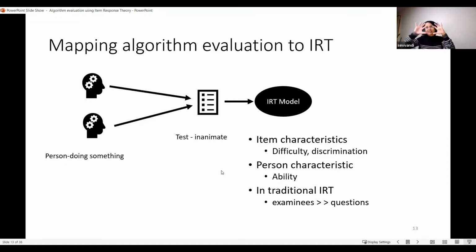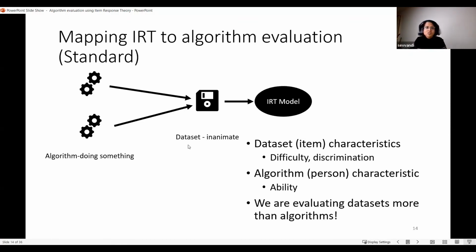That's the thing. But when we are talking about algorithms and data sets, who are the persons, or how are we going to map persons? What are the test objects? So the standard setting that was done by Martínez-Plumed, they mapped algorithms to persons because the algorithm is doing something, and the data set is inanimate, the data set is just there. So you have the data set as the items. So they had of course item difficulty and discrimination. So we can get data set difficulty and data set discrimination, and you get the ability of the algorithms.